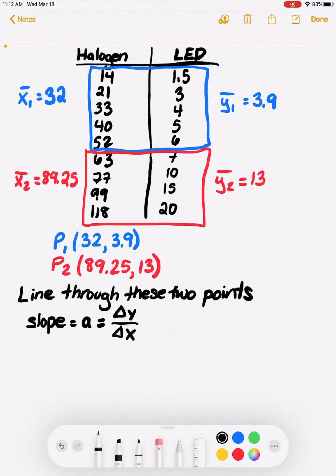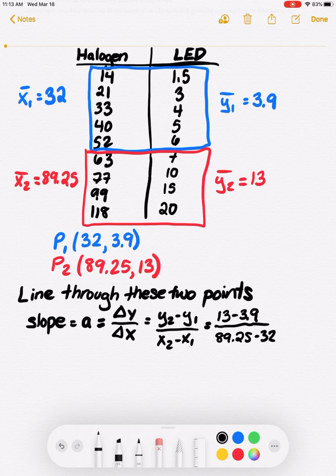So that's y2 take away y1 over x2 take away x1. So we can do 13, that's y2, take away 3.9. Sorry, that's y2 take away y1. And x2 is 89.25 take away 35. If we put that into our calculator, we get that our slope is about 0.159.